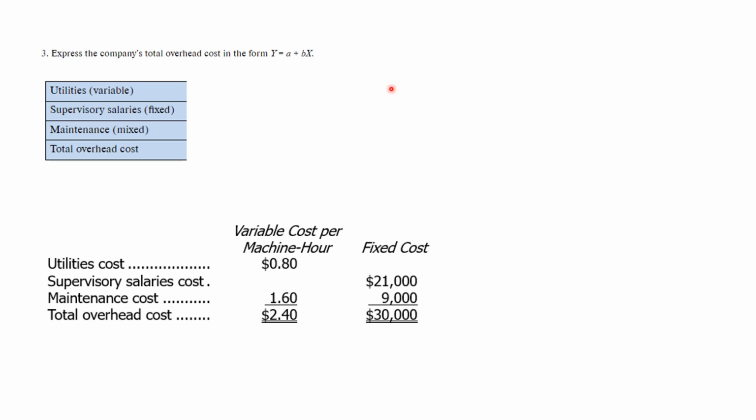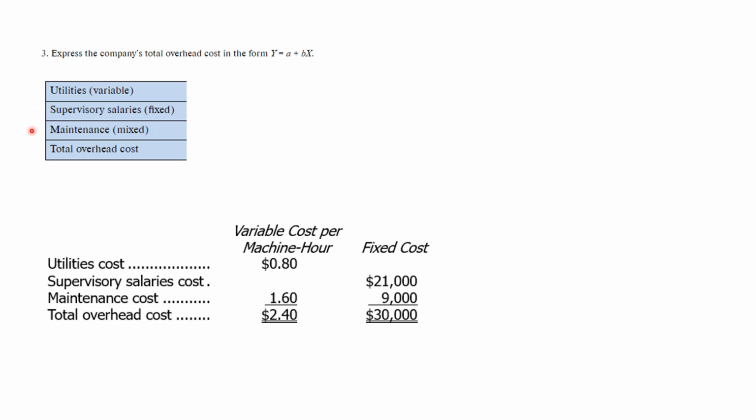So for requirement 3, it says, can you express the company's total overhead cost in the form of y equals a plus b times x? So again, our formula is our total cost. In this case, our total overhead cost is our fixed cost plus our variable cost per unit times the number of units. Just to recap, our total overhead cost consists of our utilities, which are completely variable, our supervisory salaries, which are fixed, and our maintenance costs, which are mixed.